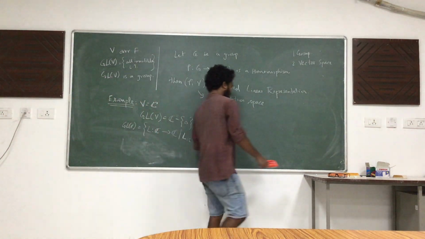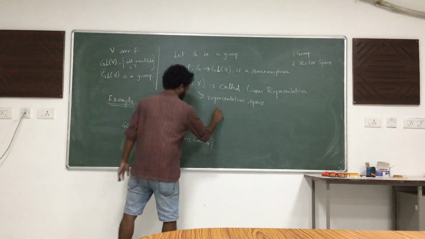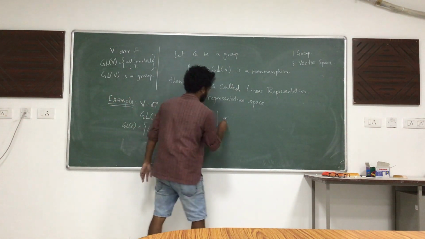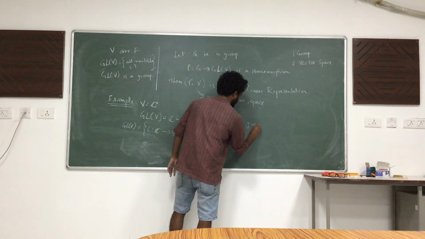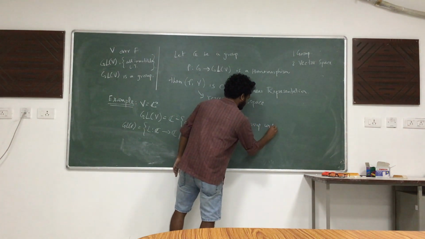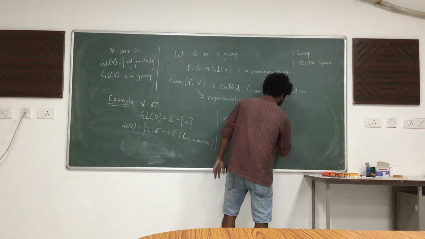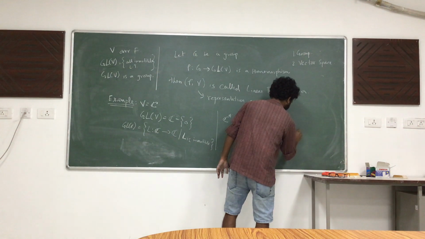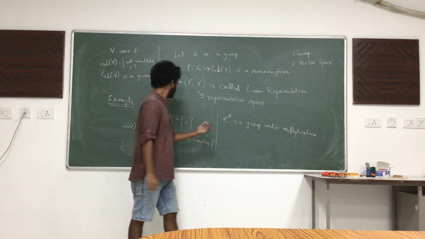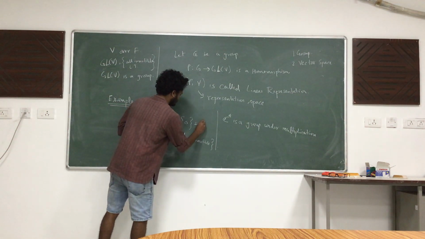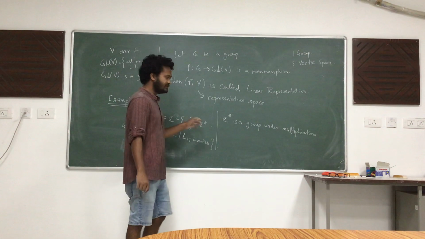And another thing is C star itself is a group under multiplication. Since this is a field under multiplication, we define it to be C star, let's say. 0 is excluded from C.